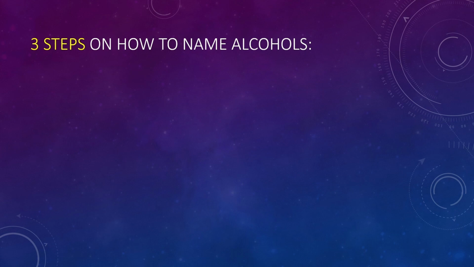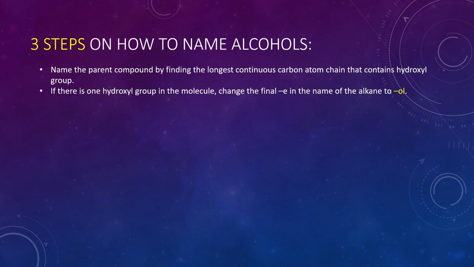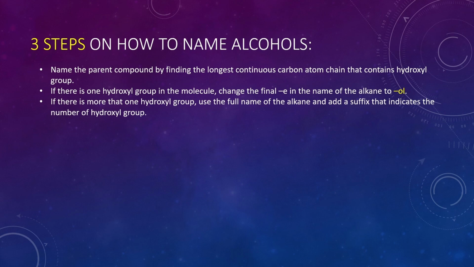These are the steps on how to name alcohols. Name the parent compound by finding the longest continuous carbon atom chain that also contains the hydroxyl group. If there is one hydroxyl group in the molecule, change the final E in the name of the alkane to -ol. If there is more than one hydroxyl group, use the full name of the alkane and add the suffix to indicate the number of hydroxyl groups. For example, 2 hydroxyl groups is diol, 3 is triol, etc.